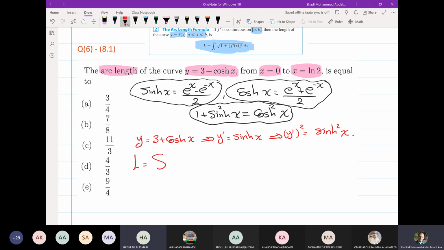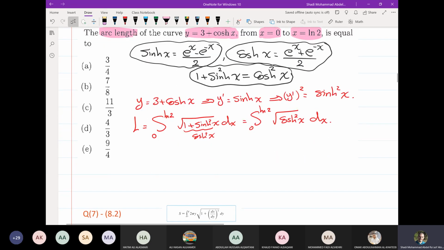So the limit of the integral will be from 0 to ln 2 of the root of 1 plus the derivative square, which is sine hyperbolic square x dx. And 1 plus sinh square is equal to cosine hyperbolic square. So we have the integral from 0 to ln 2 of the root of cosine hyperbolic square x dx. This is equal to what? The square will remove the root. Then we have the integral of cosh.